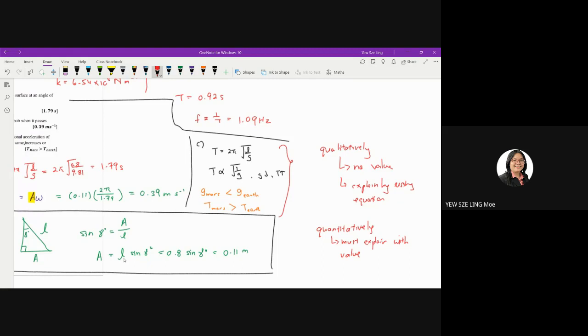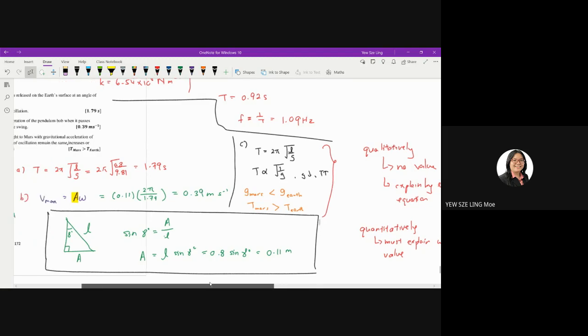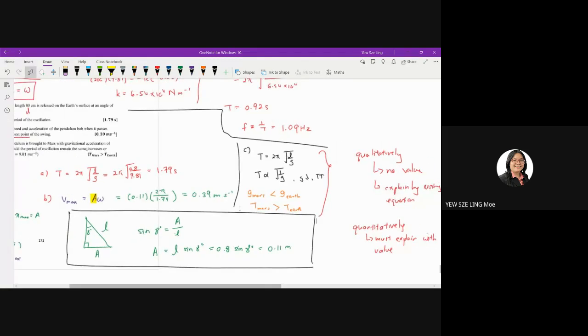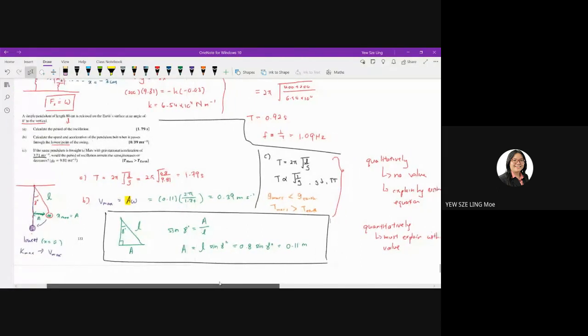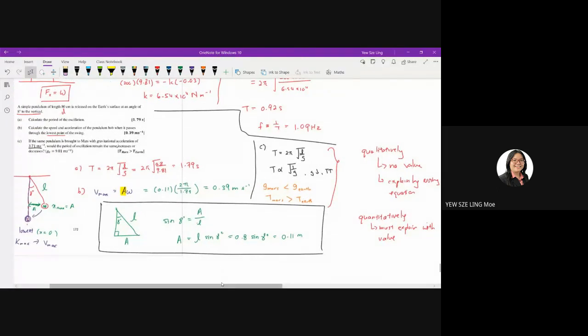Now, if the question didn't mention anything, then it is up to you whether you want to explain quantitatively or qualitatively. Dia tak kisah. Quantitative ke, qualitative ke, terpulang pada anda, if the question didn't say anything.